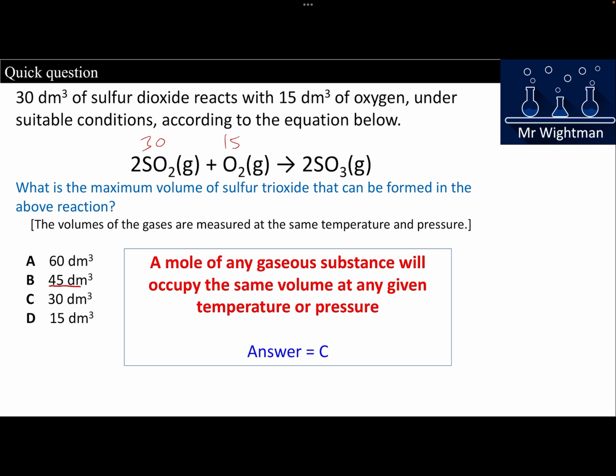A lot of people might say 45 because they will say 30 plus 15 makes 45. But all that matters is the ratio, because it's proportional. The volume of gas is proportional to the amount that you have. So the ratio is 2:2. So if I had 30 centimetres cubed of SO2, 2:2 same as saying 1:1, then I would also get 30 being produced. From oxygen's perspective, the ratio is 1:2. 1 lot of oxygen produces, when it reacts with 2 SO2s, 2 lots of SO3. 15 times 2 is also 30.